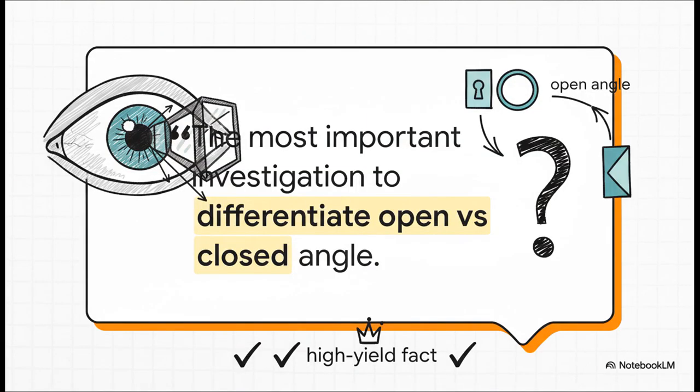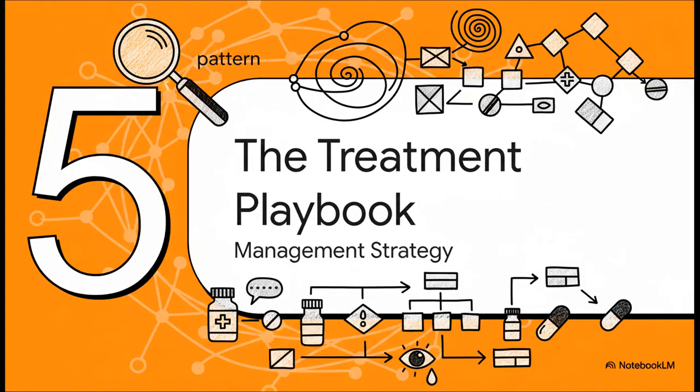So really let this sink in. If the question is about how to tell these two apart, this is your answer. Gonioscopy. It is the definitive test. This is one of those high-yield facts that just comes up again and again. Okay, so we've identified the pattern, we've confirmed the diagnosis. The last piece of the puzzle is what do you do about it? So let's open up the treatment playbook and see how the plan is completely different for each of our patients' stories.